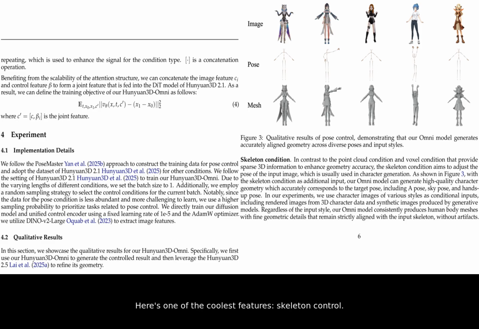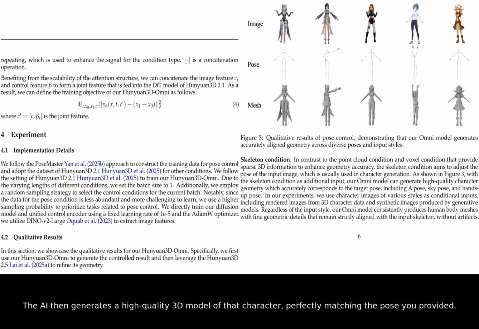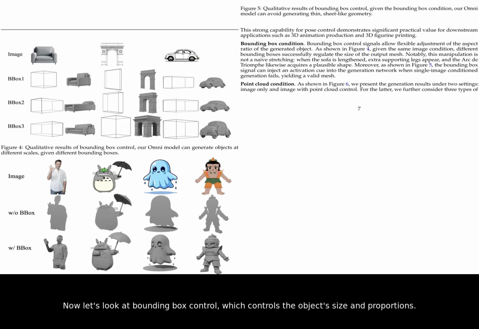Here's one of the coolest features: skeleton control. You can give the AI an image of a character, along with a simple stick figure skeleton in a specific pose. The AI then generates a high-quality 3D model of that character, perfectly matching the pose you provided. You can see it works for poses, action poses, and more, which is a massive deal for animators and game developers.